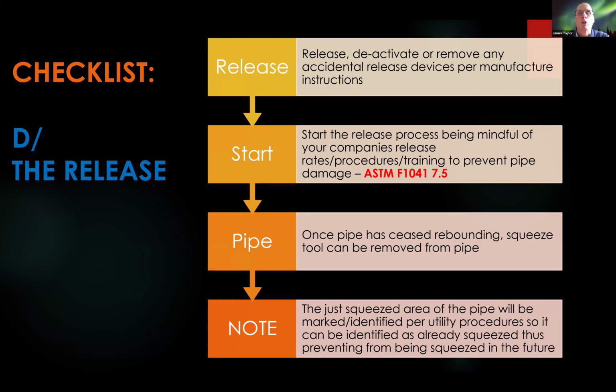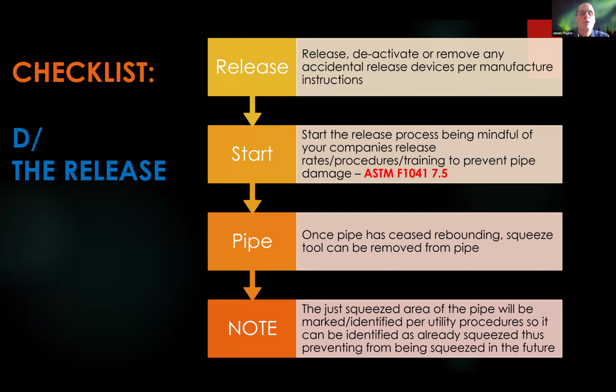And then the freshly squeezed area can be marked and identified as per utility procedures. We identify it so it's known to be already squeezed and is never squeezed again in the future. Certain tools, one of ours has a CRV, or controlled relief valve, so it gives approximately ½ inch a minute. I say approximate.